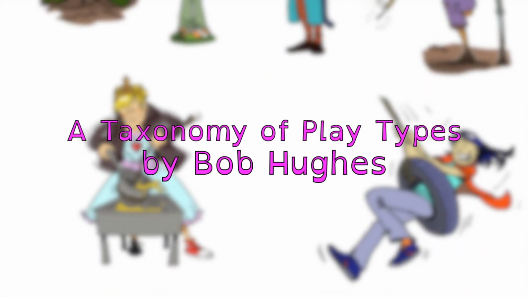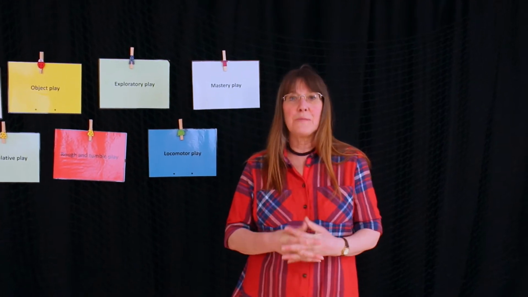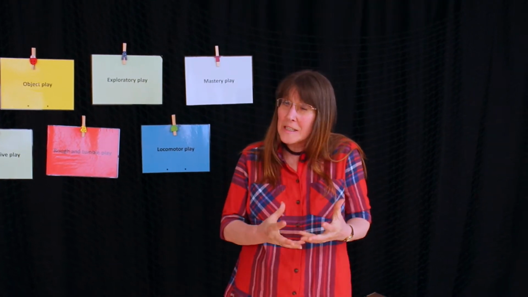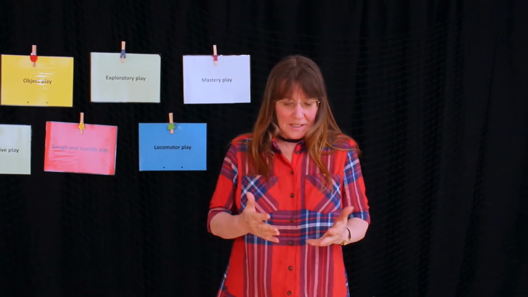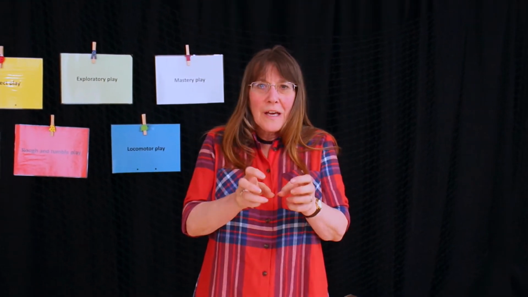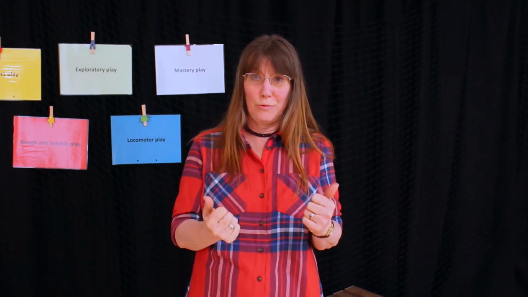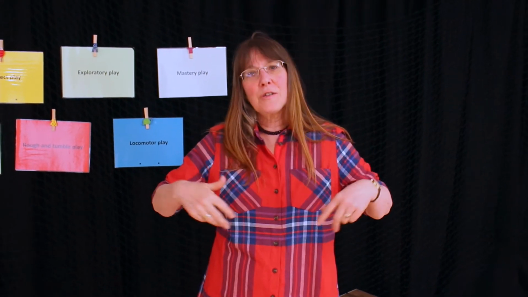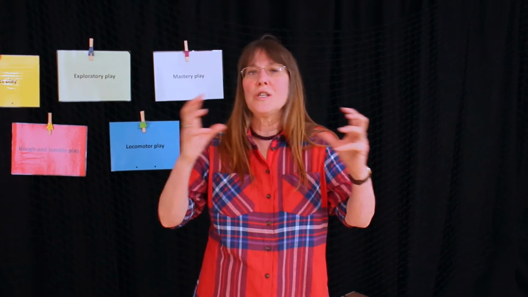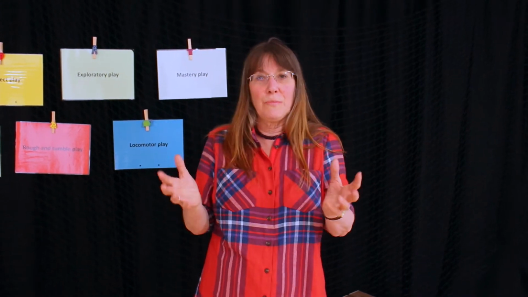So we're going to talk about the taxonomy of play types, and this is Bob Hughes' version. There are 16 play types. The thing about this is that it is not a way of categorising play by putting it all into lots of boxes about what children do. This is about us as adults getting to recognise how children emotionally engage with a whole range of possibilities, that you could actually say, that's that, that's that, that's that.